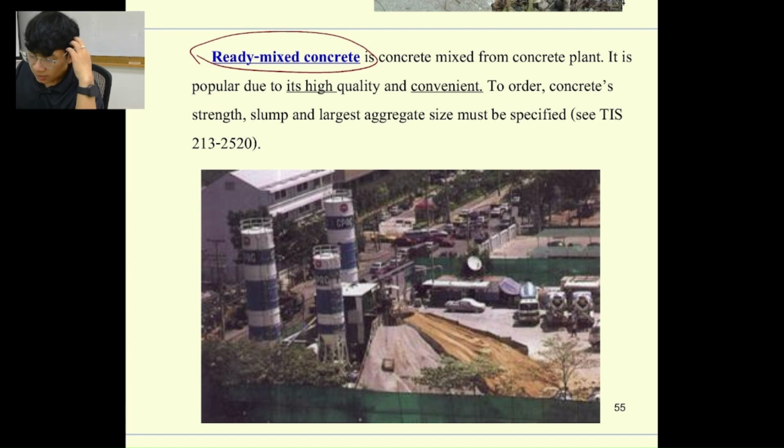Okay, if you remember, we have the initial setting time of the concrete. So during the first period, we call it the initial setting time of the concrete. That period is the time you can cast the sample into your formwork, in order to form a beam, column, and so on.